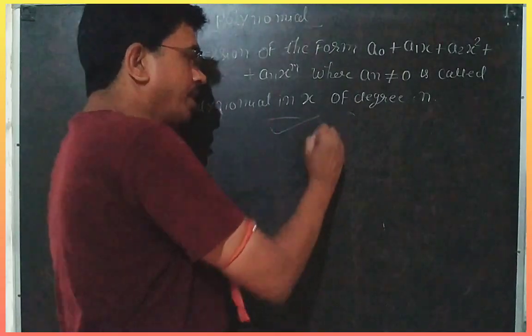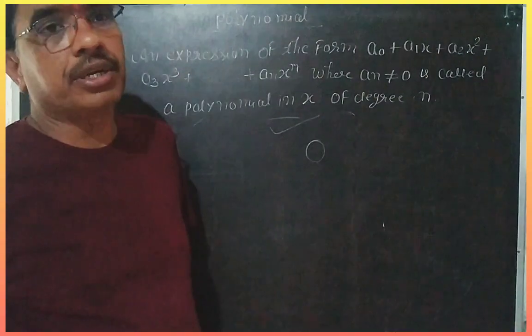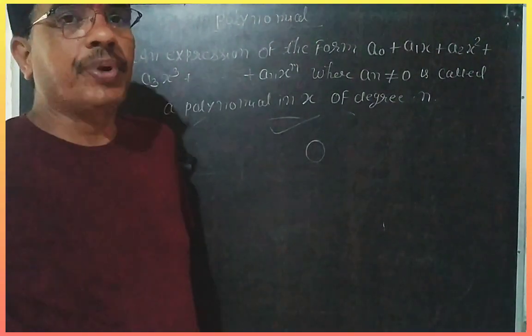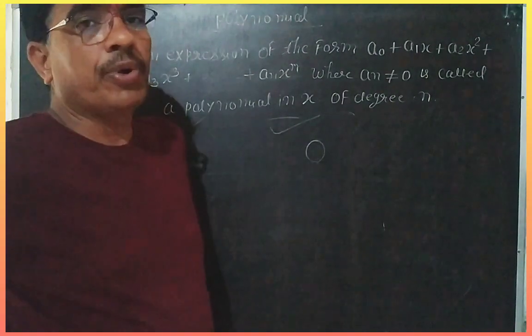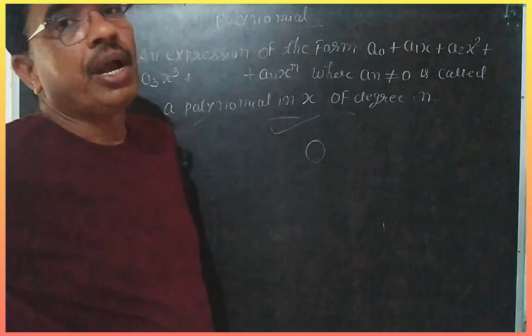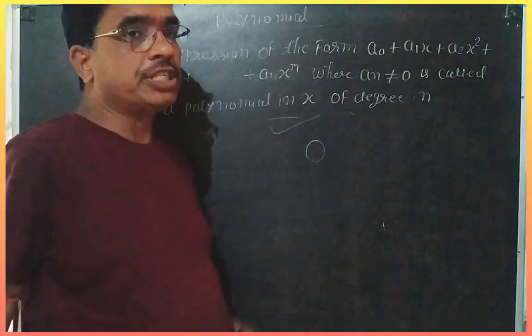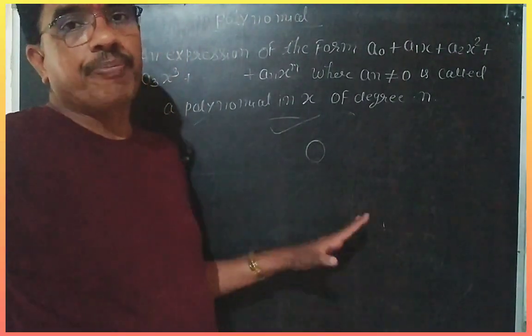And the degree of the zero polynomial we cannot define. What is the degree of the zero polynomial? It is not defined. So 0 is the zero polynomial and its only example is 0, and we cannot define the degree of this zero polynomial. So according to the degree, there are so many polynomials.